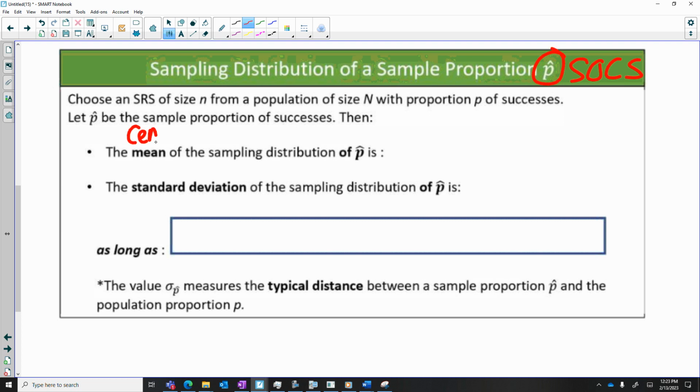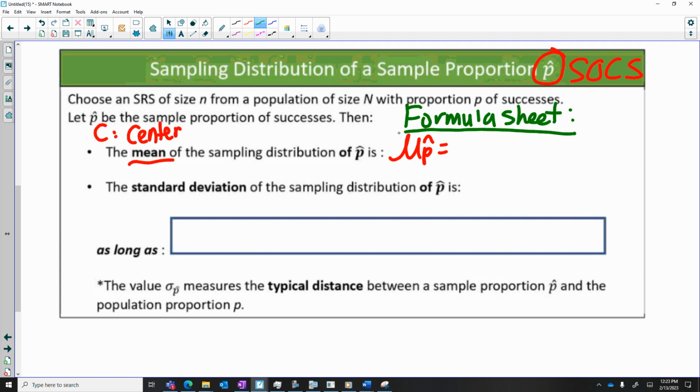The C in SOCS stands for center, and we can use median or mean. In this case, we're going to use mean. And for the mean of all the p hats, there is a formula for this. So I want you to write down formula sheet. I showed it to some of you yesterday, or last week, I should say.